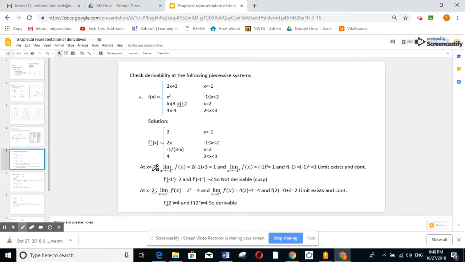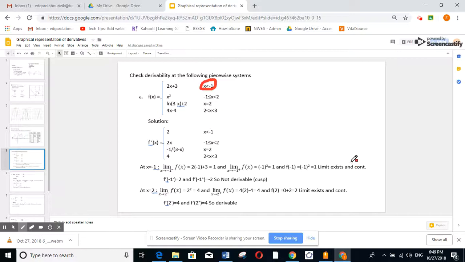Let me start at x equal minus 1. I want to check continuity. We do first of all the limit as x tends to minus 1 minus. If we do the limits, we're here. So it will be minus 2 plus 3, which is 1. At minus 1 plus, we are here. So it's minus 1 all squared, which is also 1. And f of minus 1 is minus 1 all squared, which is also 1. So the limit exists and it's continuous.